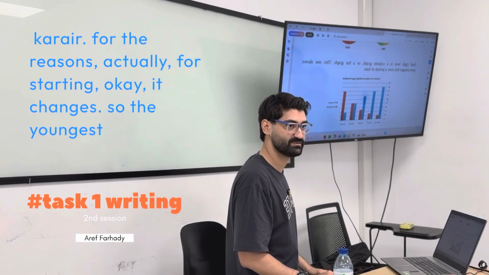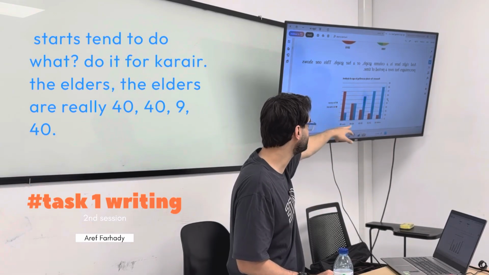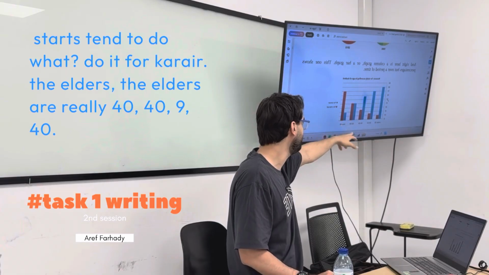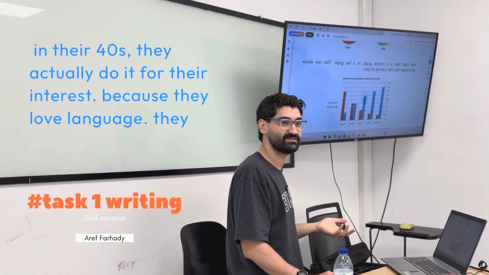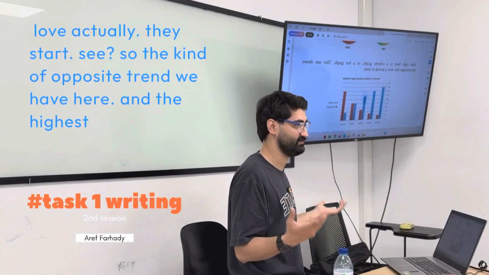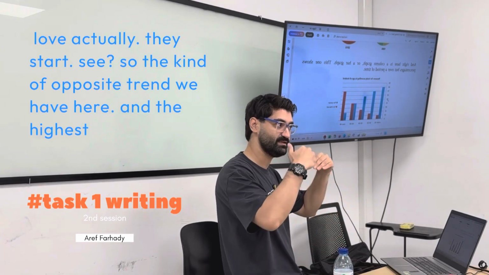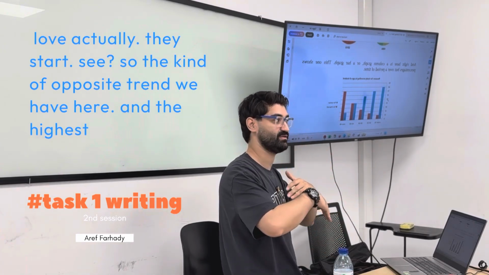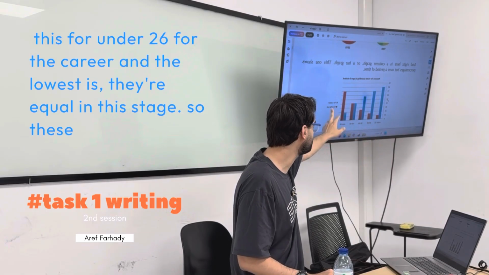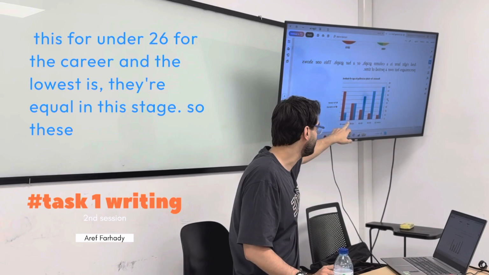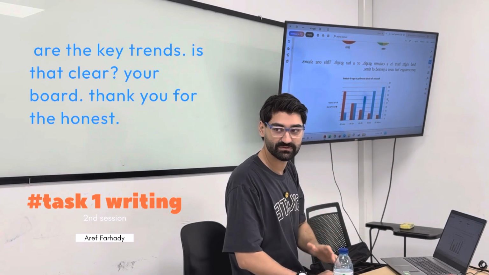It changes. So the youngsters tend to do it for career. The elders, in their 40s, actually do it for their interest, because they love language. They love the study. See? So we have the opposite trend here. And the highest is for under 26 for the career, and the lowest is, they're equal in this stage. So these are the key trends.